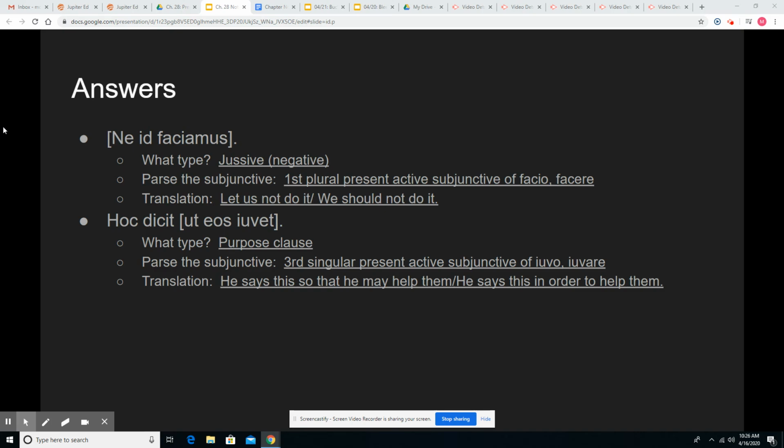If we want our nicer, smoother English translation, we can do that as well. Our main sentence, "hoc dicit," remains the same. He says this. We change our translation of "ut" just a little bit, in order to. And then our subjunctive verb, help, "eos," them. He says this in order to help them. So remember to keep parsing as you're going through these sentences so we can get things like our direct objects there, and so we know the parsing for our subjunctive verbs still.